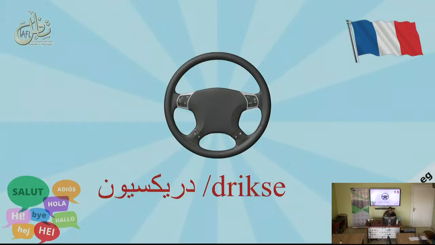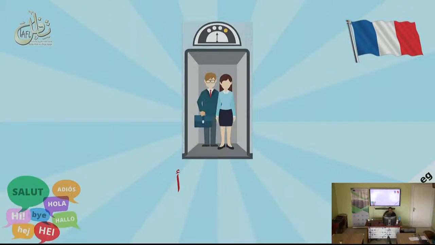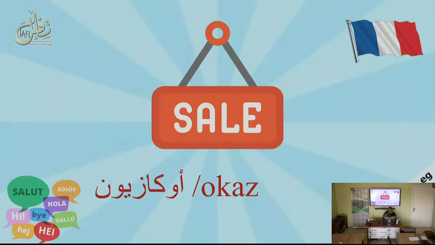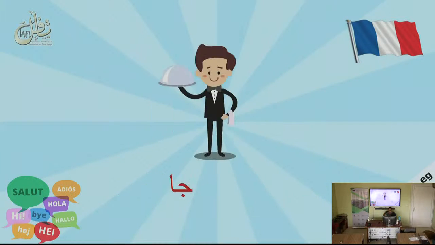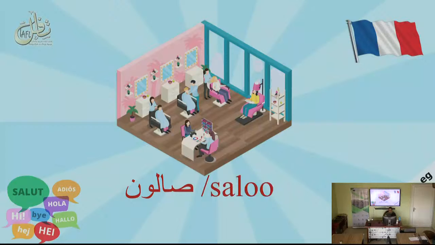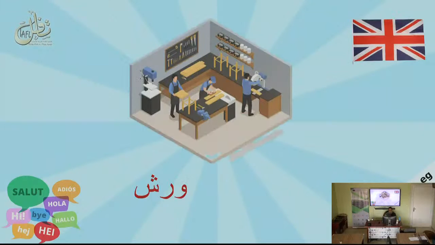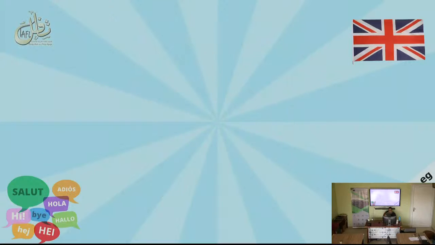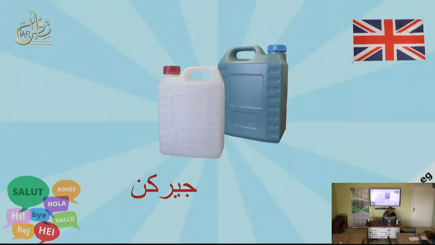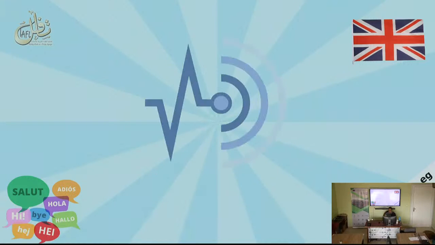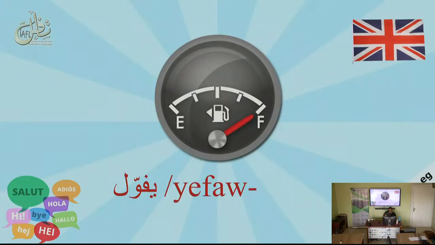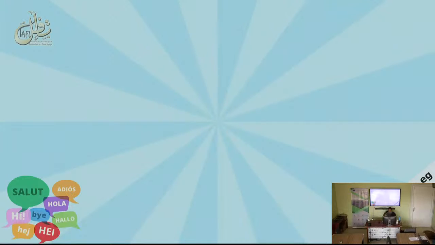And from French, we have the word direction, the word ascenseur, the word occasion, and the word garçon, and the word salon. And from English, we have the word warsha, overall, and jerkin, and the word censor, and also the verb yafawil in Egyptian Arabic.